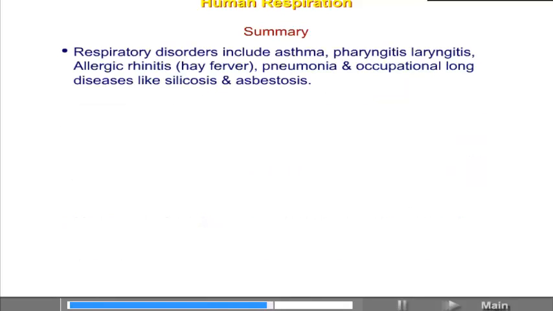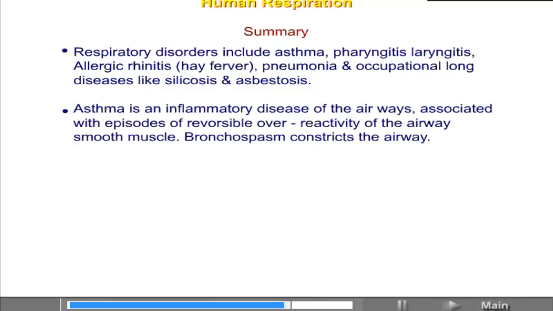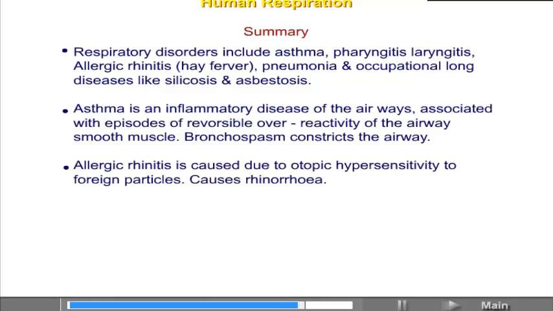Respiratory disorders include asthma, pharyngitis, laryngitis, allergic rhinitis, that is hay fever, pneumonia, and occupational lung diseases like silicosis and asbestosis. Asthma is an inflammatory disease of the airways associated with episodes of reversible overreactivity of the airway smooth muscle. Bronchospasm constricts the airway. Allergic rhinitis is caused due to atopic hypersensitivity to foreign particles, causes rhinorrhea.